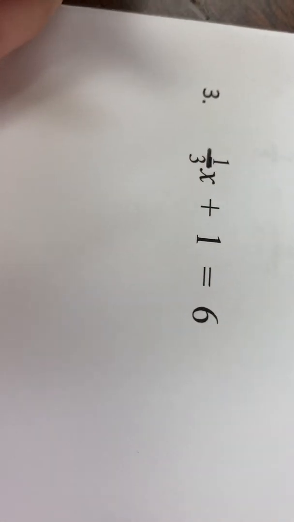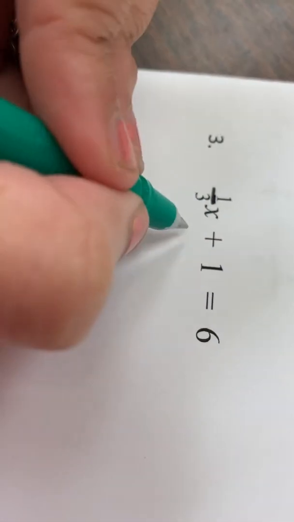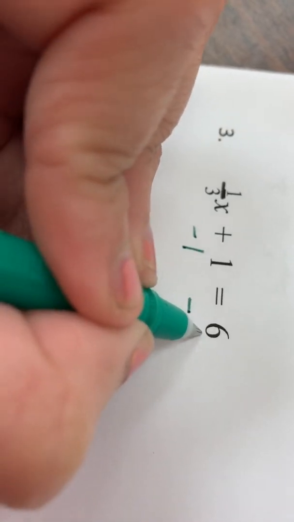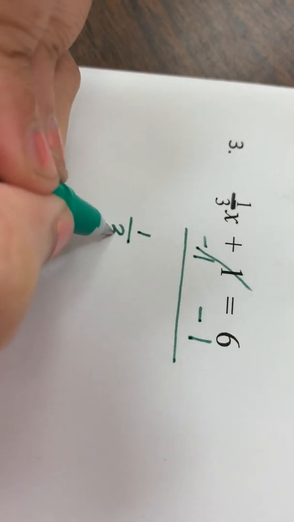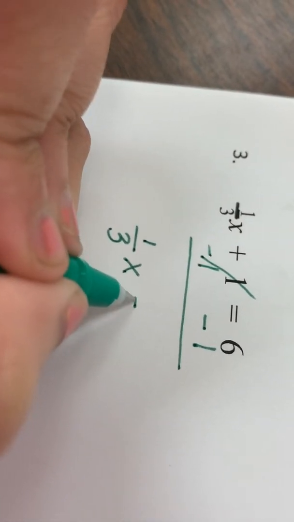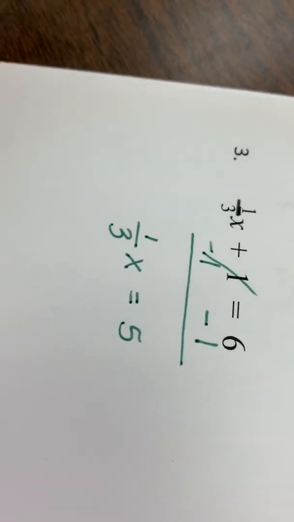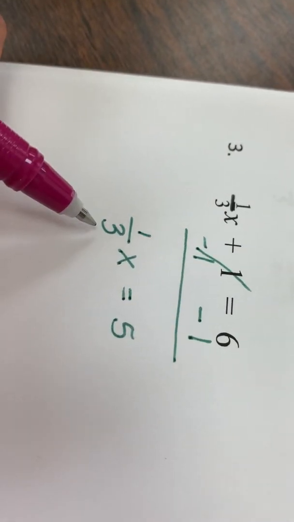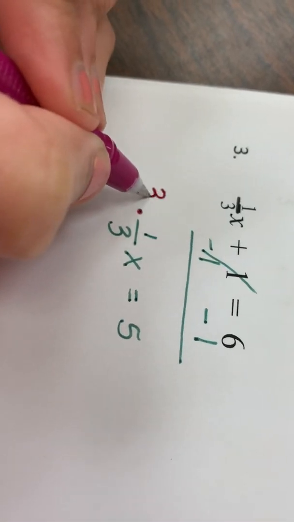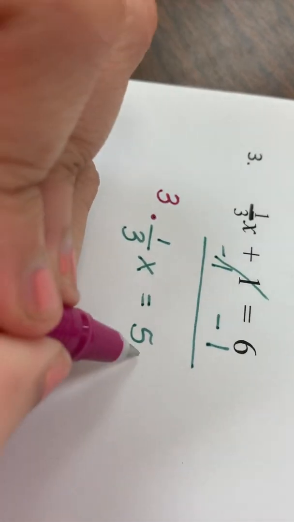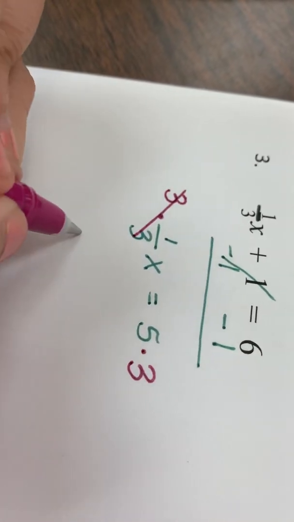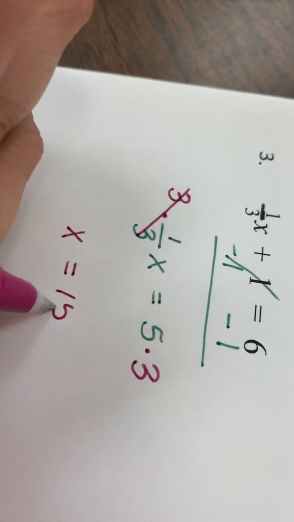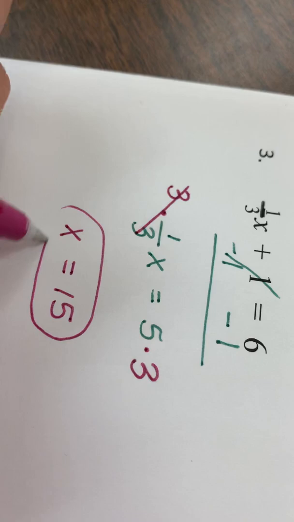All right, we have a fraction this time, but only one variable. So my first goal will be to move this 1 over. So I'm going to subtract 1. So I have 1 over 3x equals 5. The opposite of division is multiplication. So we multiply by 3. What we do to one side, we do to the other. These cancel, and we have x equals 15. Circle that final answer.